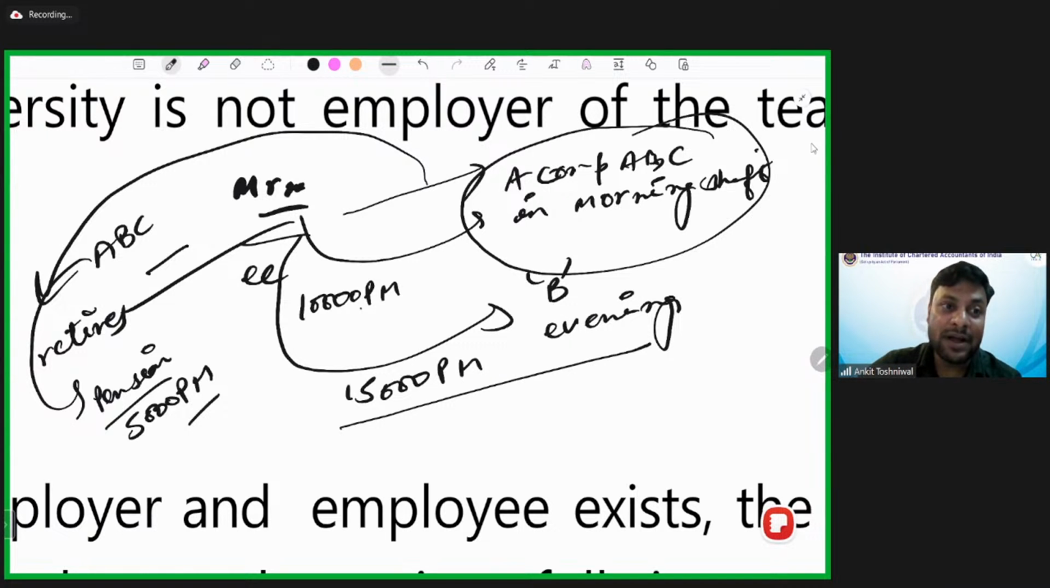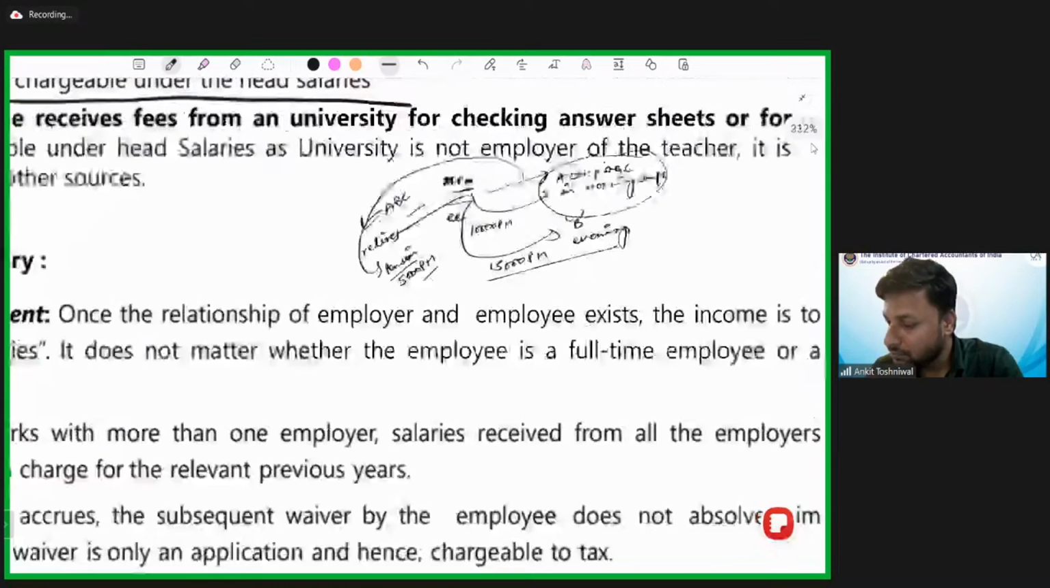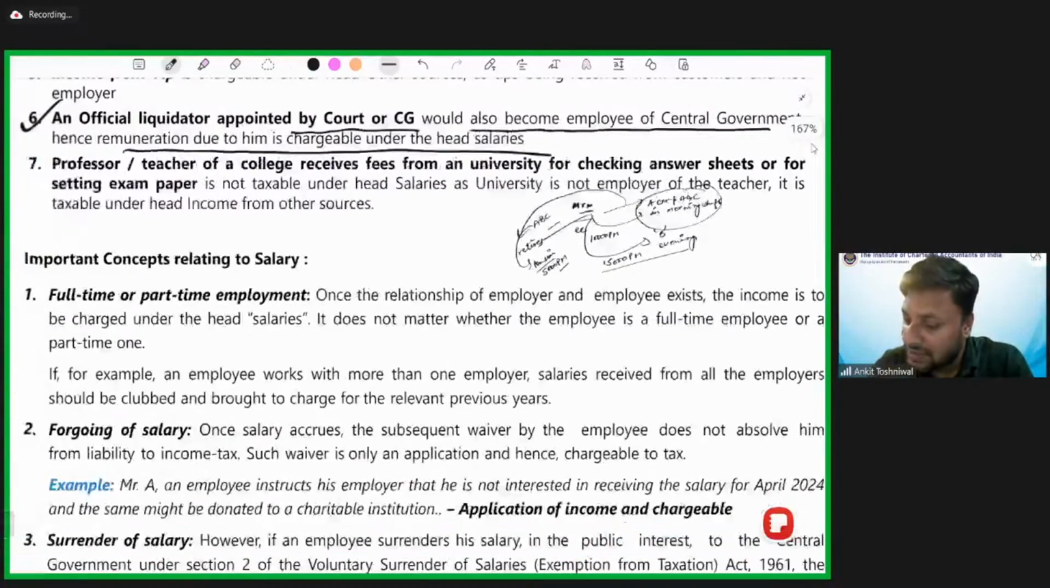So the employer may be past, future or present. Future, in some cases, we will discuss in this chapter only. The employee may be employed part-time or full-time. If there is a relationship of employer and employee, it is taxable under the head salary. The first case is over.